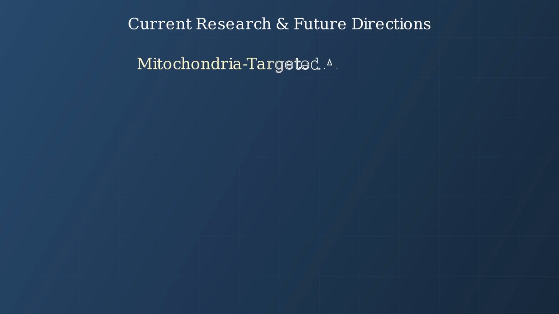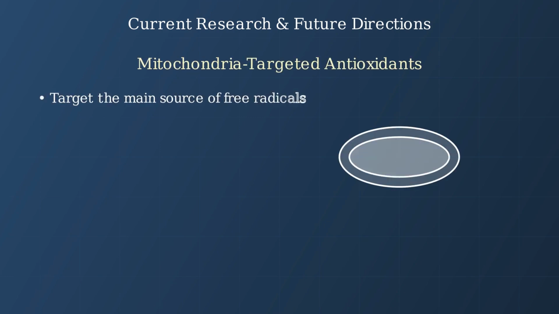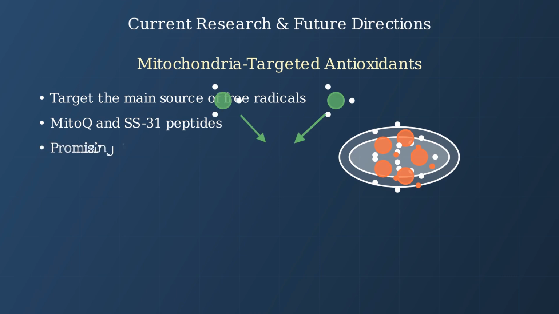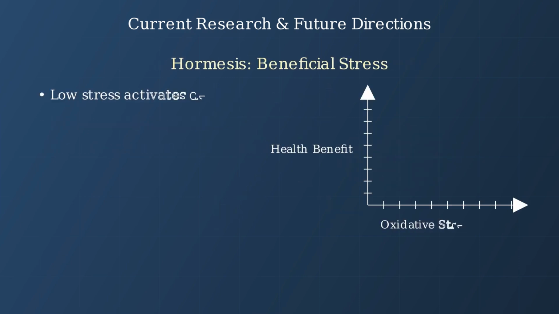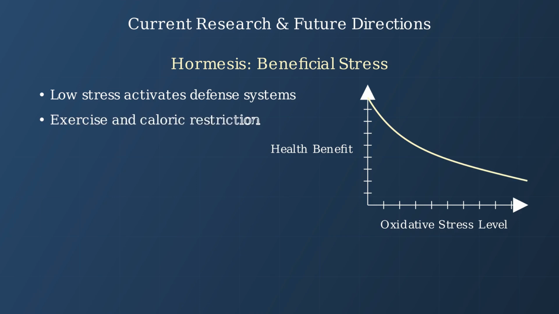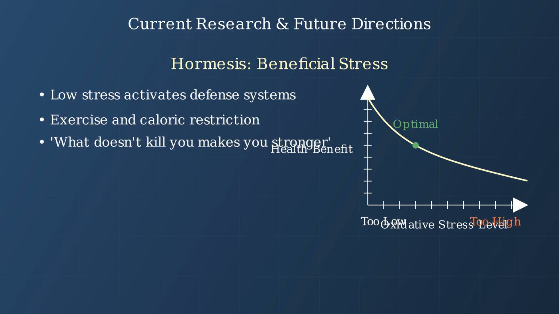Mitochondria are the primary source of free radicals in our cells. New research focuses on mitochondria-targeted antioxidants like MitoQ and SS31 peptides that concentrate exactly where free radicals are produced. These are especially promising for neurological and age-related diseases. An exciting new understanding is emerging about hormesis, the concept that low levels of oxidative stress may actually be beneficial. These mild stressors activate our natural defense systems, similar to how exercise and caloric restriction work. It's a biological example of what doesn't kill you makes you stronger.